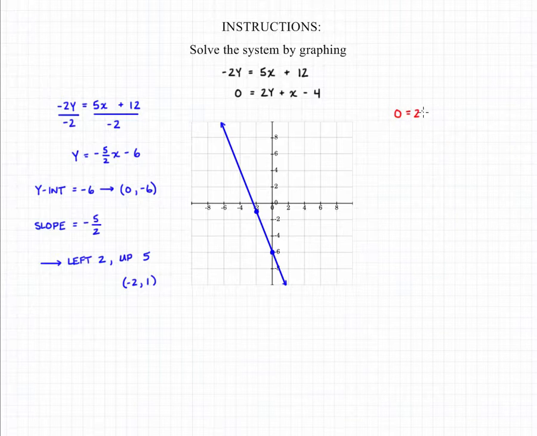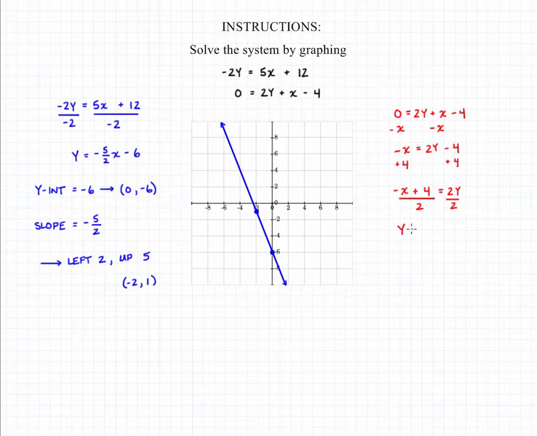So we begin with 0 equals 2y plus x minus 4. If we subtract x from both sides of the equation, we'll end up with -x equals 2y minus 4. We can add 4 to both sides, and that will give us -x plus 4 equals 2y. And then we can divide both sides by 2. And that will give us our equation in slope-intercept form, which is y equals -1/2x plus 2.